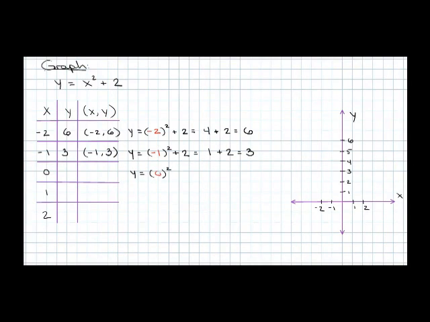Alright, now we're going to substitute 0 for x, so y equal to 0 squared plus 2. 0 squared is just 0, and 0 plus 2 is just 2. Alright, our next value is going to be 1. We're going to go 1 squared, and then we're going to add 2 to it. 1 squared is just going to be 1 times 1, which is 1, and 1 plus 2 is 3.